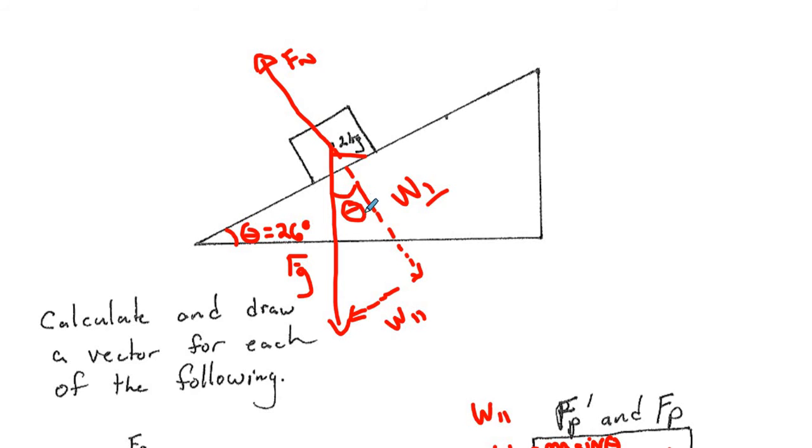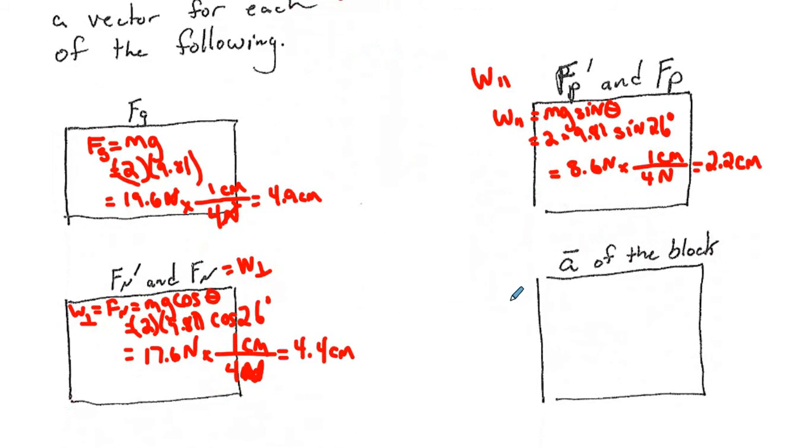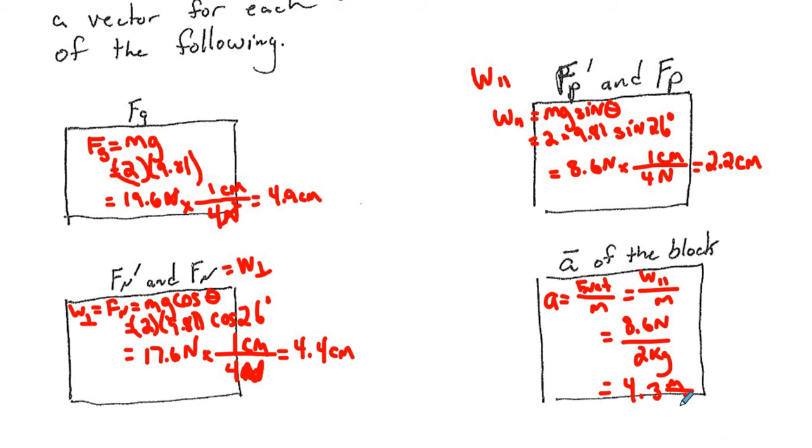So this is the angle of the ramp, theta. And then if I want to figure out the acceleration, notice that this force and this force are the same forces, same magnitude of forces. So it's really just the weight parallel that is actually accelerating my block. So if I do the acceleration being the F net divided by the mass, this is the weight parallel divided by the mass. That is 8.6 newtons divided by the 2 kilograms, which then, of course, makes my acceleration 4.3 meters per second squared.